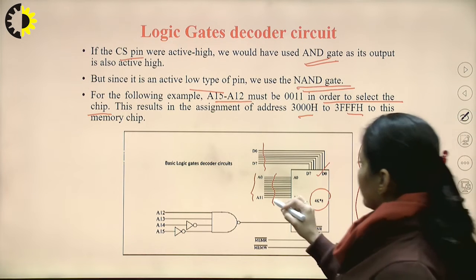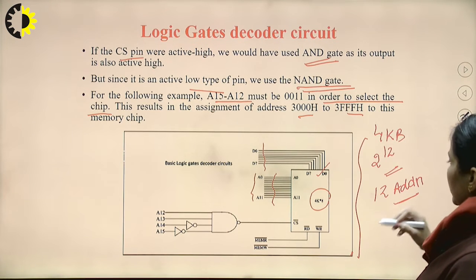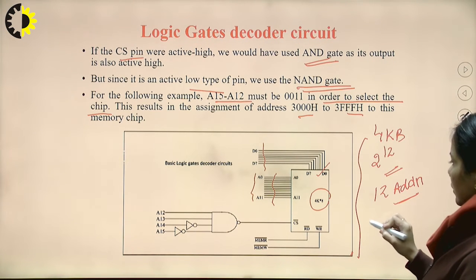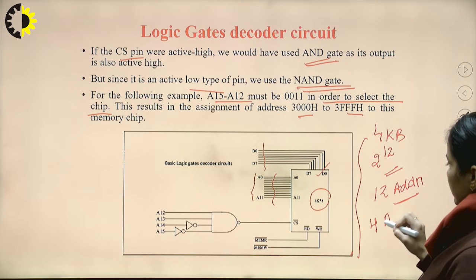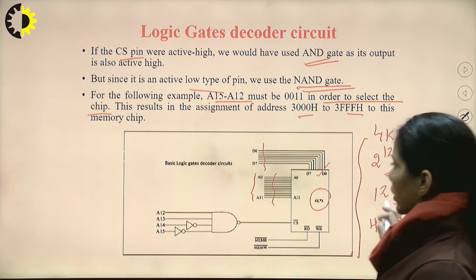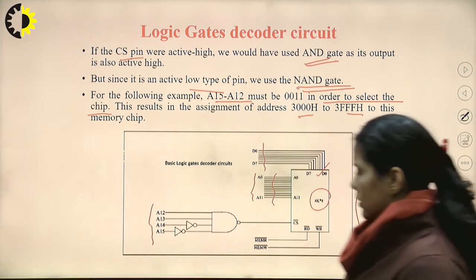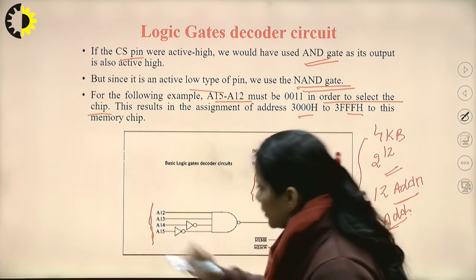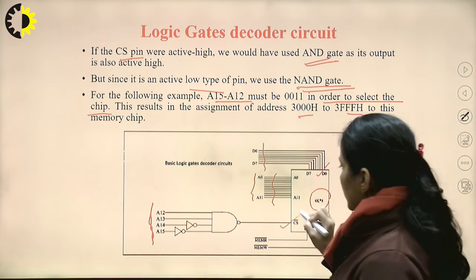Now 12 have been used here, so we are left with 4 address lines. Yes, total 16 we are having in 8051. So we are left with the 4 address lines. These left address lines are used to make this chip select logic.